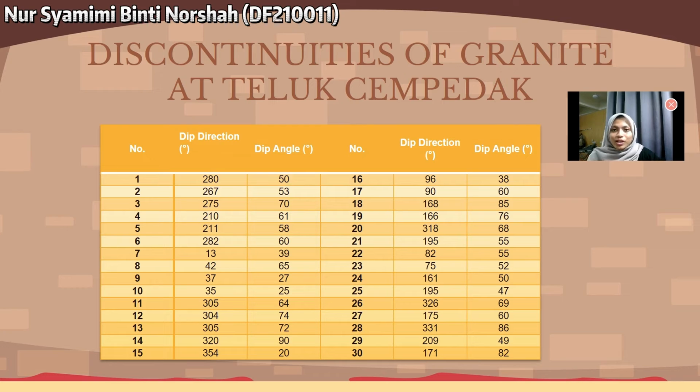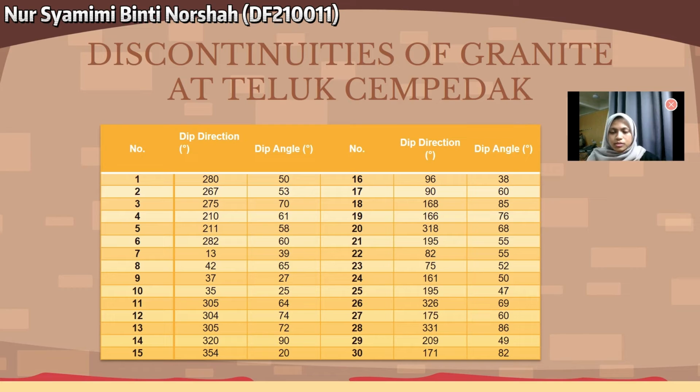So today I would like to talk about discontinuities of granite at Teluk Cempedak. We were asked to take 13 data to get their dip direction and dip angle by using a Brunton compass and scanline survey. It is to determine the number of sets of joints.